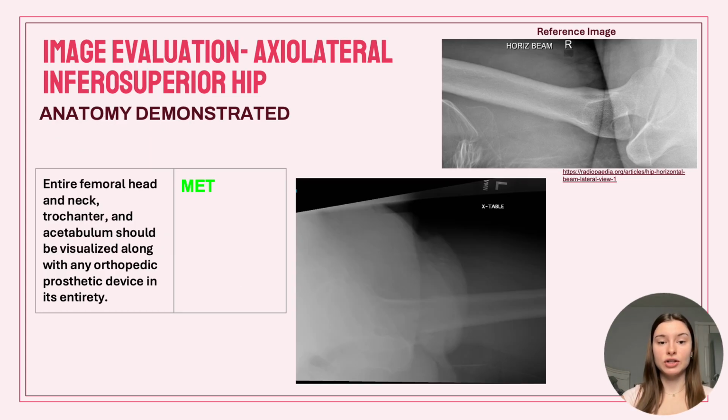So image evaluation criteria, anatomy demonstrated for a cross-table hip. The entire femoral head and neck, trochanter, and acetabulum should be visualized along with any orthopedic prosthetic device in its entirety. So I did say met for this one because you can see the entire femoral head, the acetabulum, the greater and lesser trochanters, and a good amount of the proximal femur. And then here's just a reference image of what a good cross-table hip should look like.